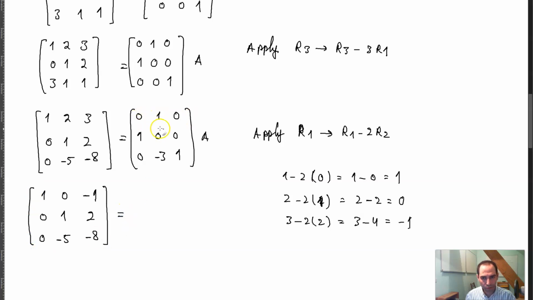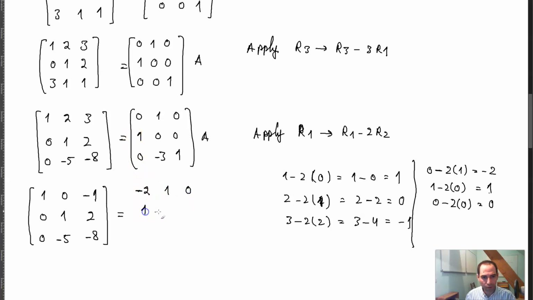And the same thing I have to do over here, meaning that I will write basically 0 minus 2 times 1, which is equal to negative 2. 1 minus 2 times 0, which is equal to 1. And 0 minus 2 times 0 is equal to 0. So the row 1 over here becomes negative 2, 1 and 0.